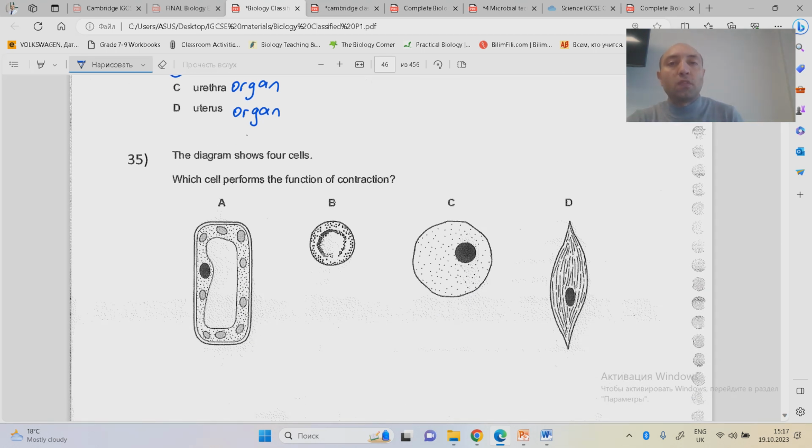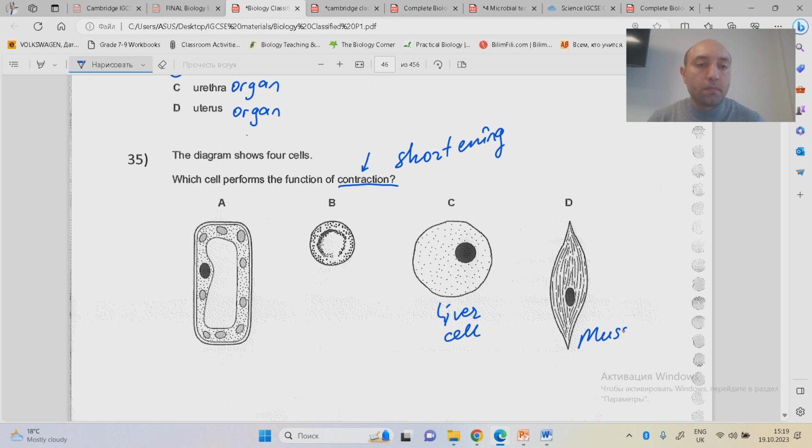Which cell performs the function of contraction? Actually, contraction means shortening. So firstly, we need to know what these cells are. A is a plant cell, a palisade cell. B is a red blood cell. C is a typical animal cell. Generally, the example here is a liver cell, which we generally use for it. And D is a muscle cell.